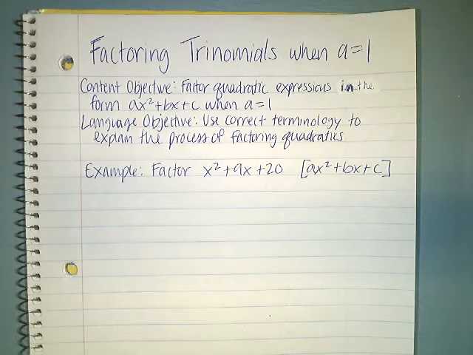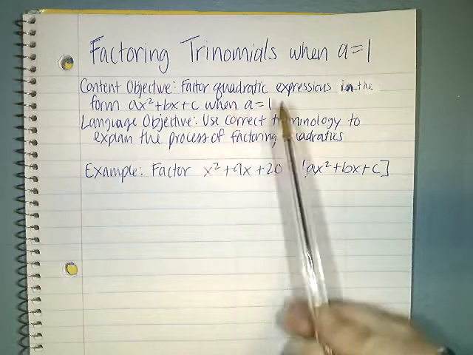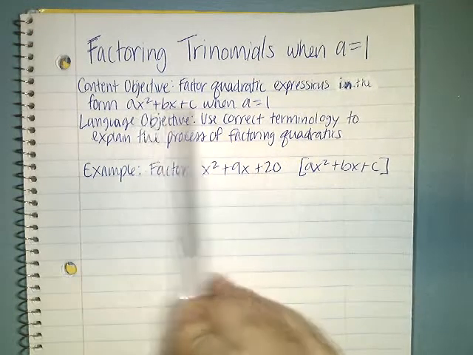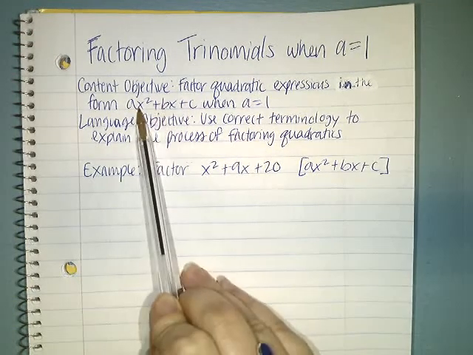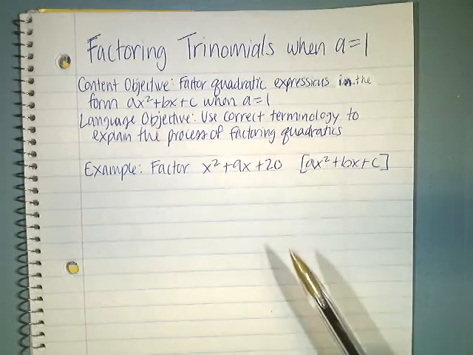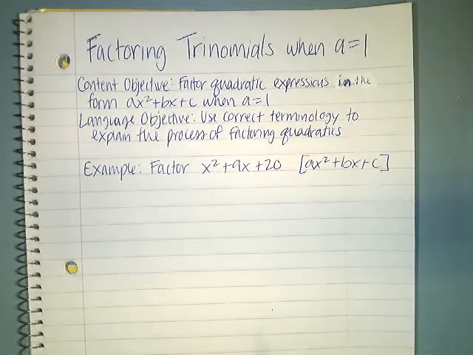So backing up for a second, a trinomial, as we talked about last time, binomials have two terms, so a trinomial, tri means 3. So that's why a trinomial has 3 terms or 3 parts. Ax squared is 1, bx, and then c. So today we're going to factor when a is equal to 1. Our first example is right here.